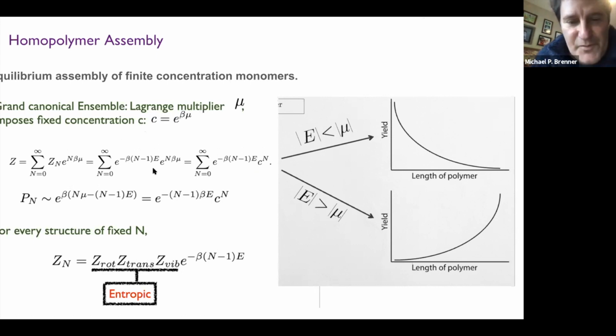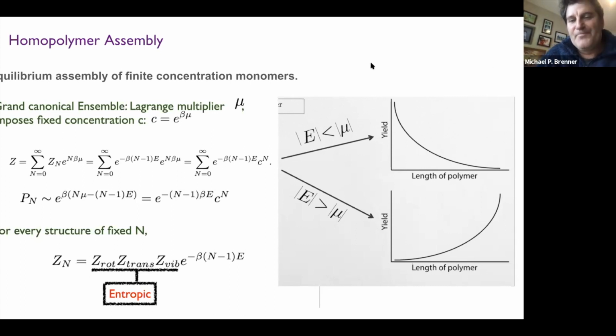And you then can compute partition functions to figure out what happens if you have homopolymers. By homopolymers, I mean little monomers that stick to each other and make long polymers. And the question is, what happens? And the answer is there are two possible things that can happen in this model.